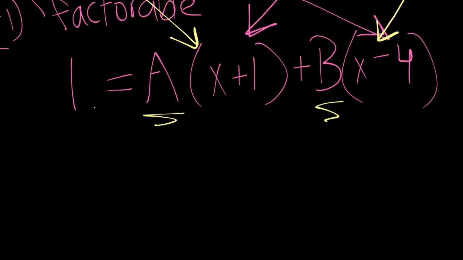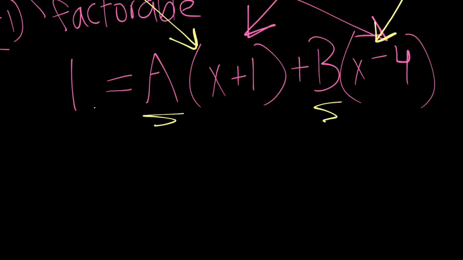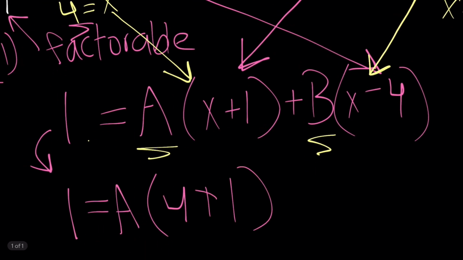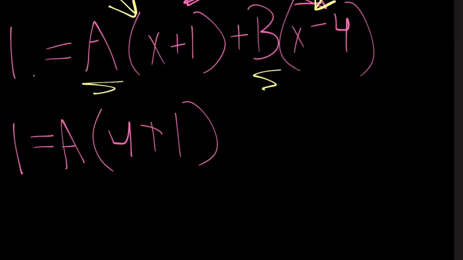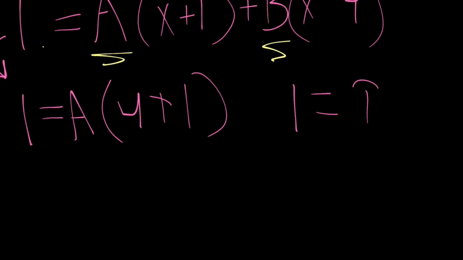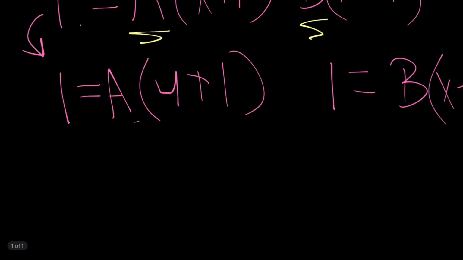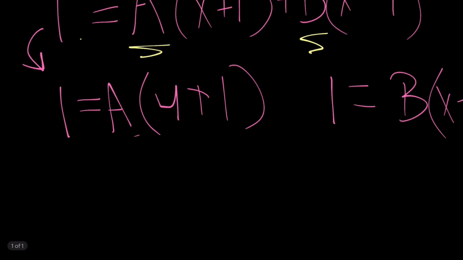Now we're going to split this equation up and make it easier to solve. So I'm going to bring this 1 down here. 1 equals A, and I'm going to plug in 4 plus 1. And I'm going to just put this on the side: 1 equals B times x minus 4. And we can solve them separately. So we're going to solve for A. 4 plus 1 is 5, and we're going to be dividing by 5 on this side.